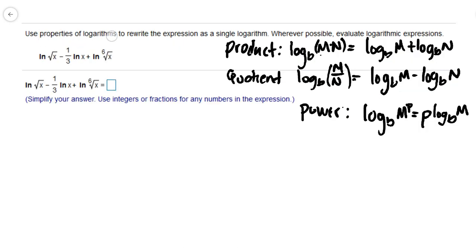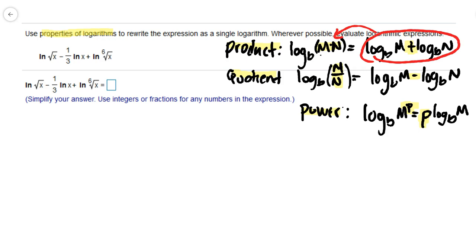This question says, use the properties of logarithms to rewrite the expression as a single logarithm. Wherever possible, evaluate the logarithmic expressions. So the properties that we're talking about are the product, quotient, and power rule. The product can be turned into a sum, the quotient, subtraction, and when we have a power inside the log, the power can come out. Now this question is kind of going in reverse of those, starting out with an expanded log and condensing to a single log.